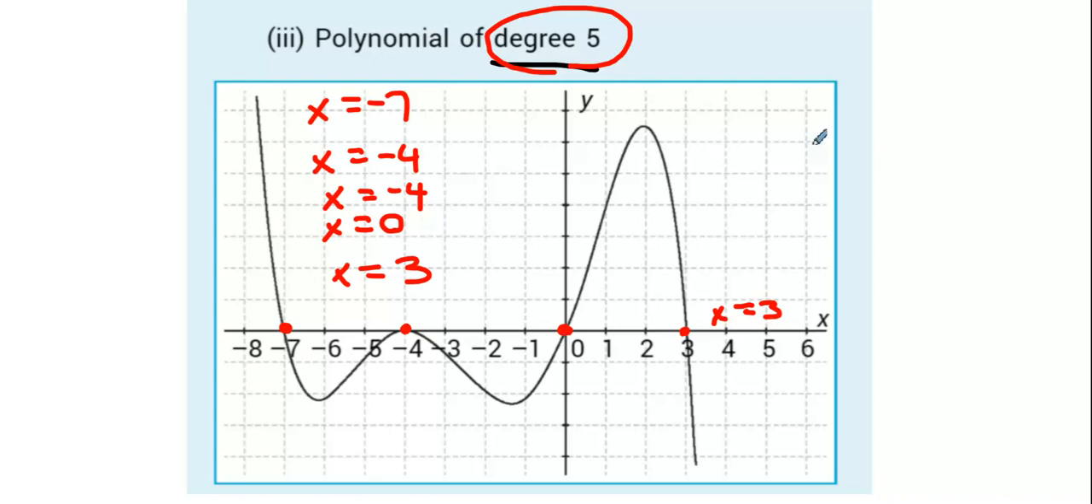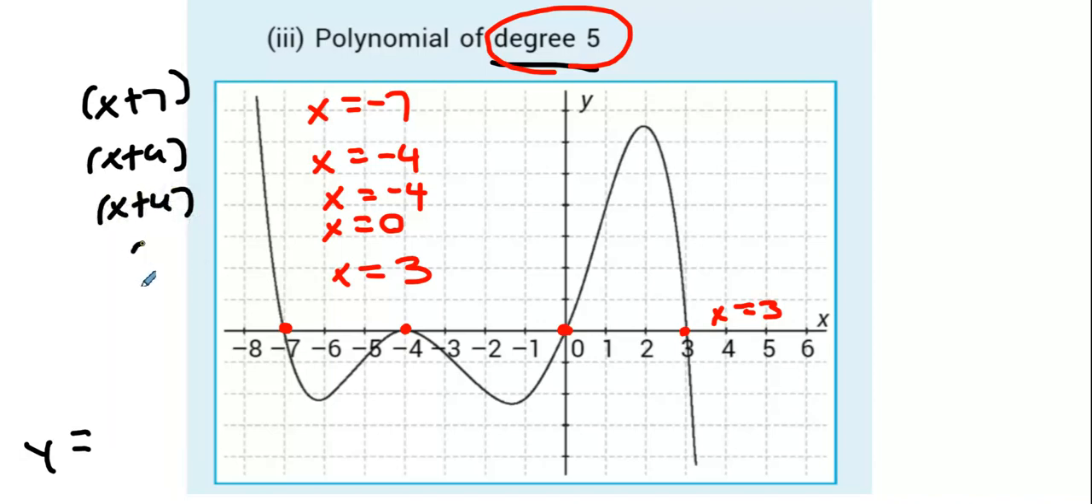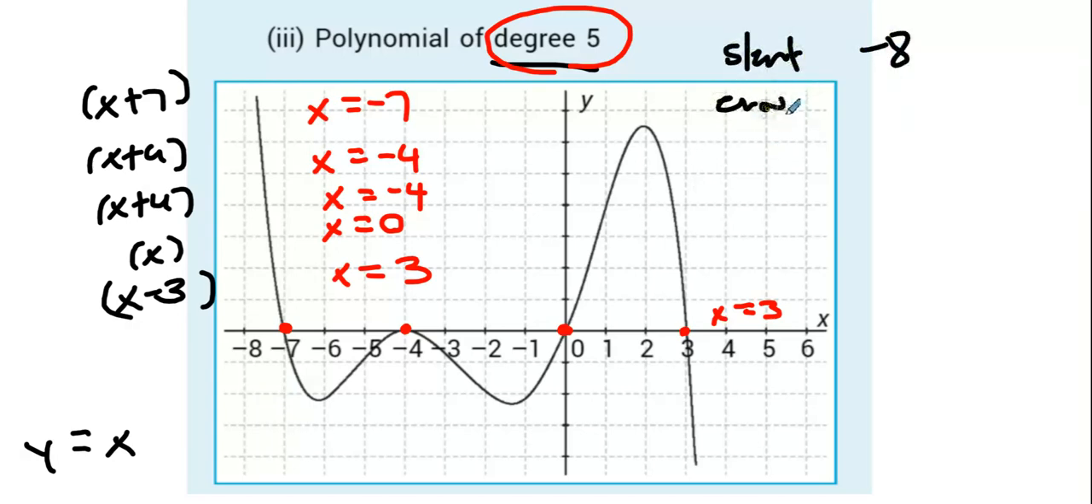Now, gents, what you're going to do next is put them all to one side. Everybody be happy with x plus 7? X plus 4? Another x plus 4? Just an x, or x plus 0. And then x minus 3. Now, you're going to have to test this out in your calculator from minus 8. Start at minus 8. And end at what? I'd say 4 probably. Yeah, exactly as I'm writing it.